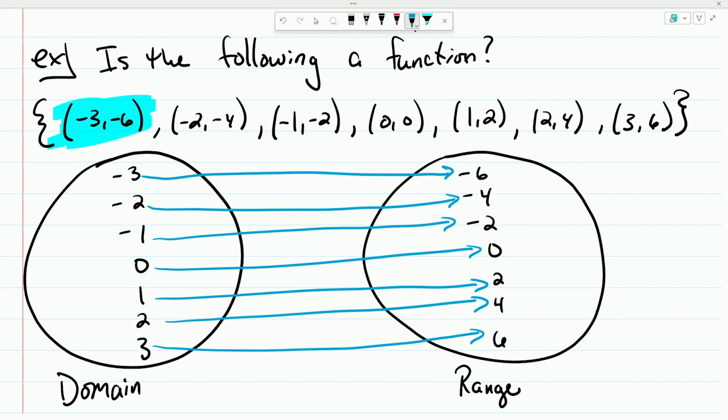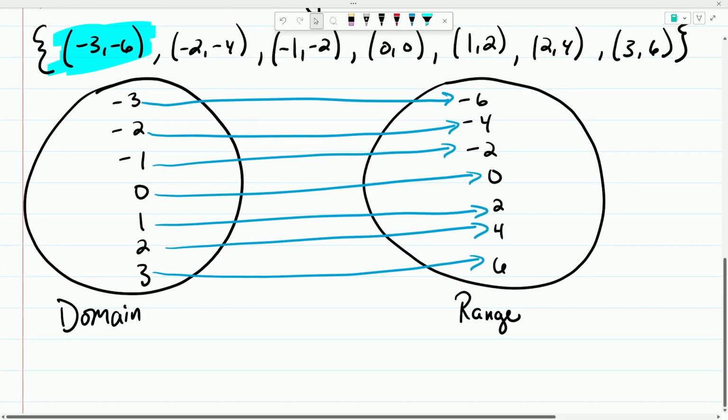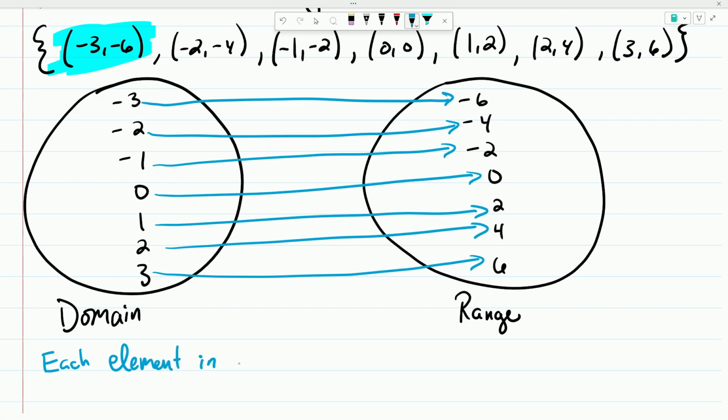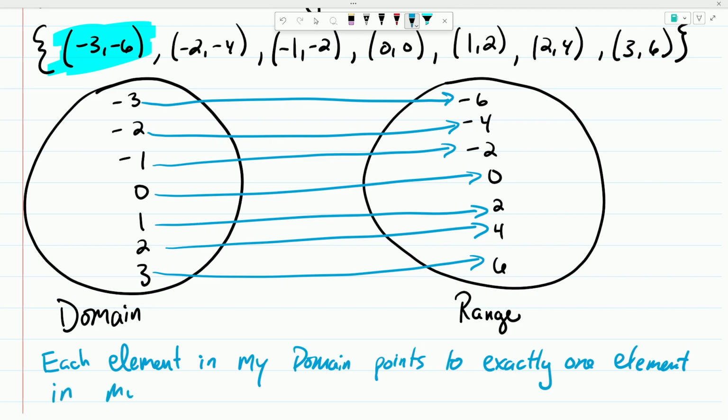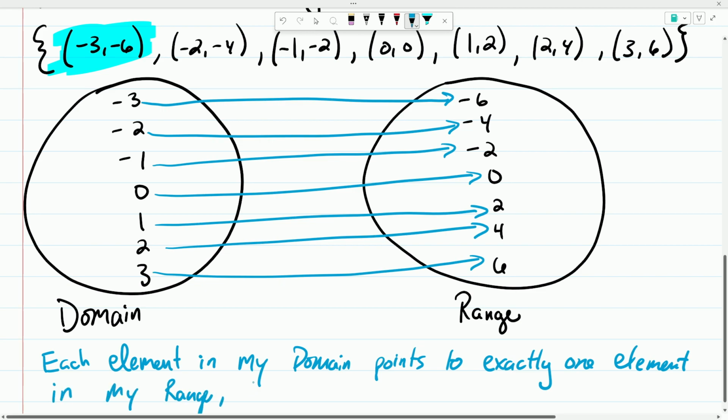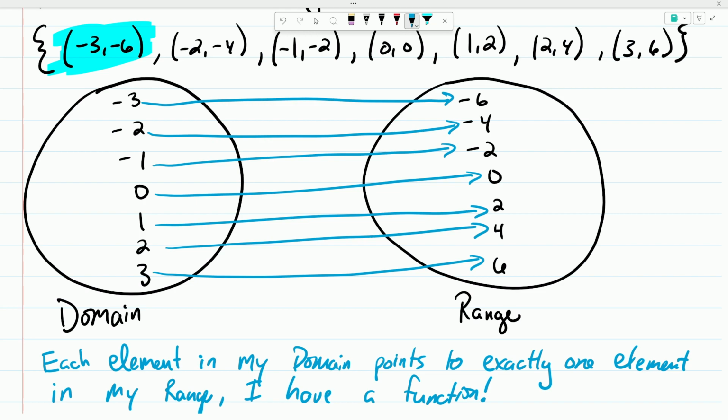And because every single element in my domain, all right, so I'm going to write this down: each element in my domain points to exactly one element in my range, I have a function. And that's great.